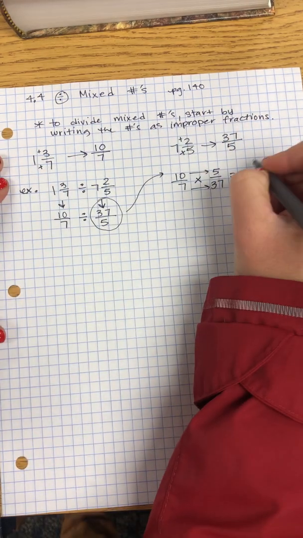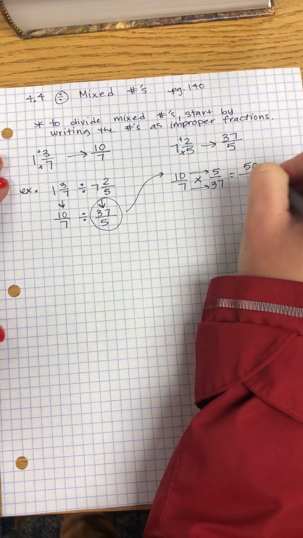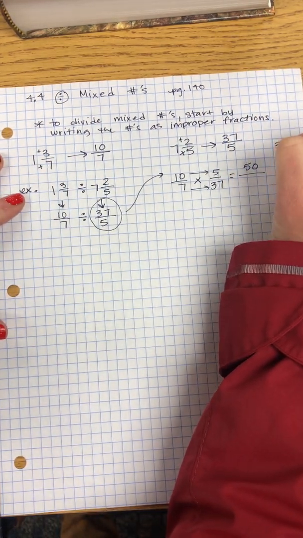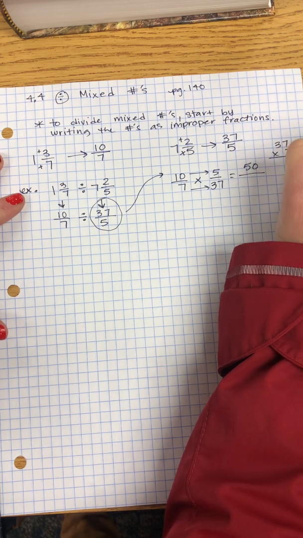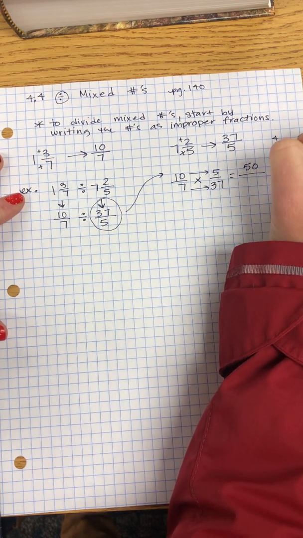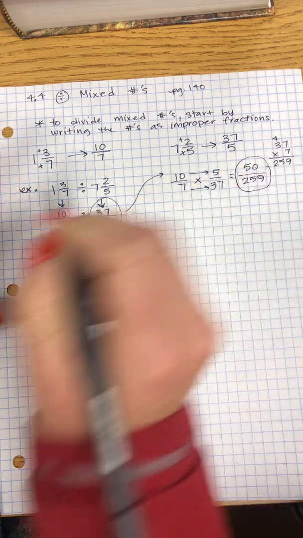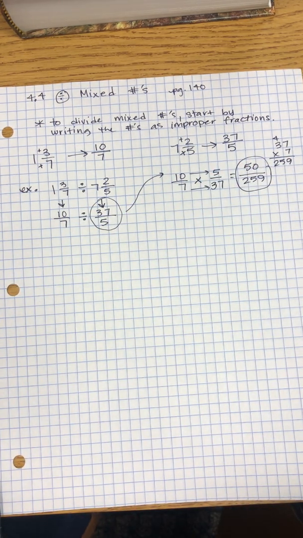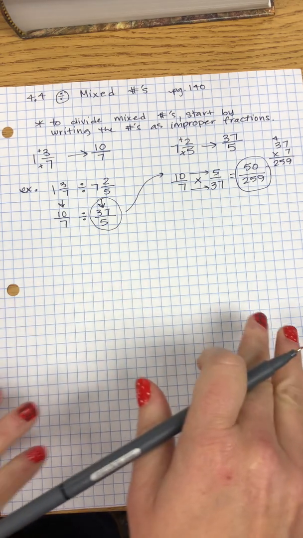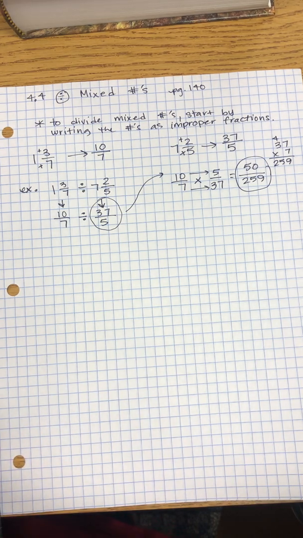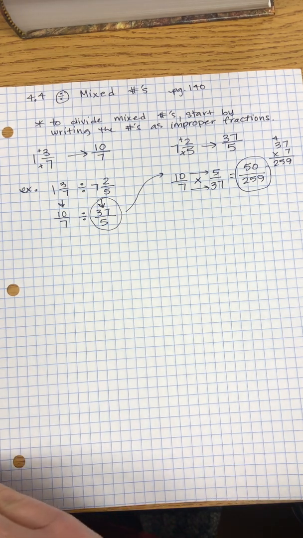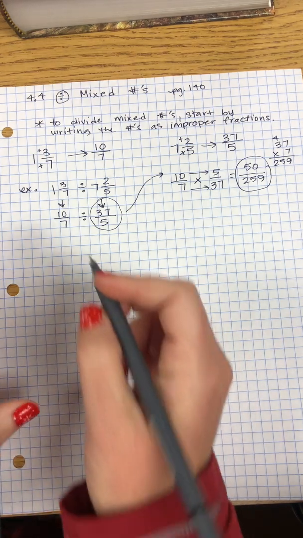10 times 5 is 50. 7 times 37? Off to the side, 259. That is a fraction. So the answer is 50 over 259.